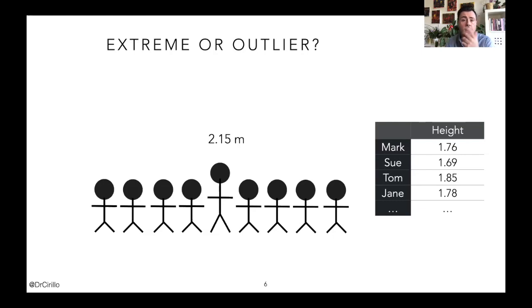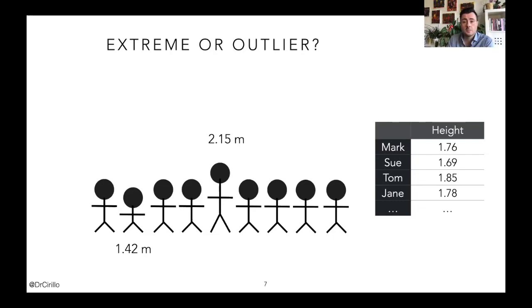So let's consider another measurement, and we find someone who is 1.42 meters tall. Question: is this an extreme or an outlier? Again, for sure it is not an outlier because we know and we have observed a lot of people even smaller than that. So for sure it is not an outlier. Is it an extreme?